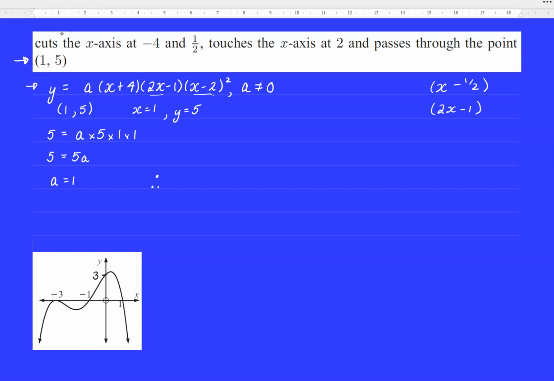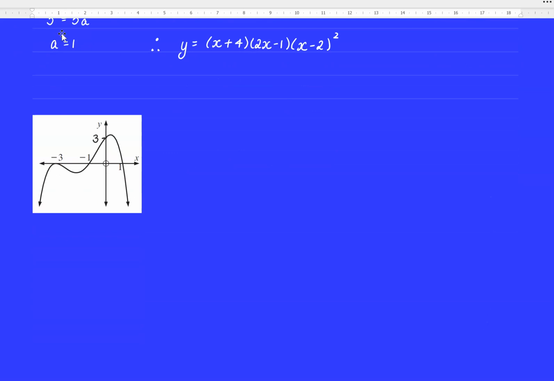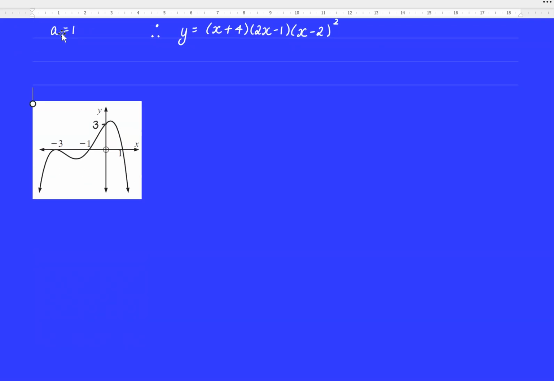So we can say our equation then, a is 1, we could have just left that, x plus 4, 2x take 1, and x take 2 squared, and we're done. If it said expand it, well, we'd have to expand. Yuck. That same question could be given to you, but instead of written, it could be given as a diagram.